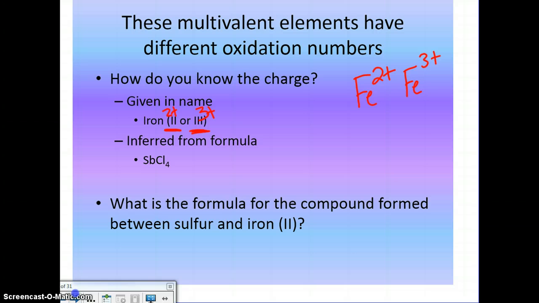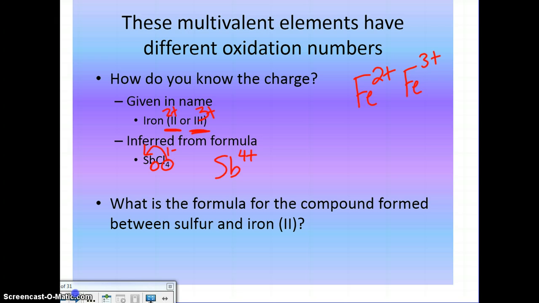So here we have Sb and then Cl. Well, we know Cl has a 1- charge. Okay, so that's why we see nothing down here. Then this 4 had to have come from over here, right? So that means that Sb has a 4+ charge. So sometimes you have to go backwards.